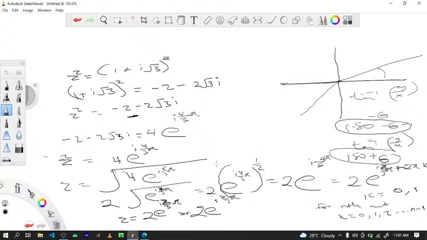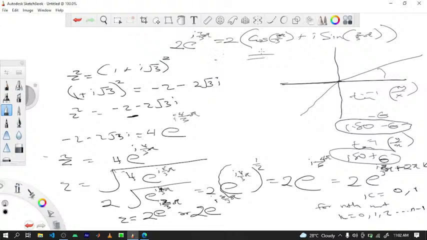You can just use your cos theta plus i sin theta to transform it into the x plus iy form, right? So let's just take the first one. 2 e to the power i 2 on 3 pi becomes equal to 2, then cos 2 pi on 3 plus i sine 2 on 3 pi, right? And then you punch this into your calculator, you are going to get your real part and your imaginary part.